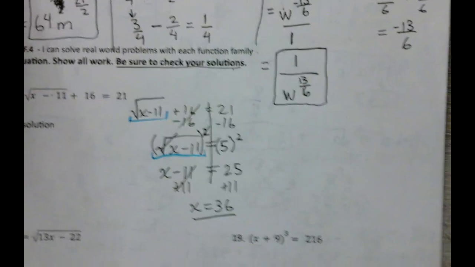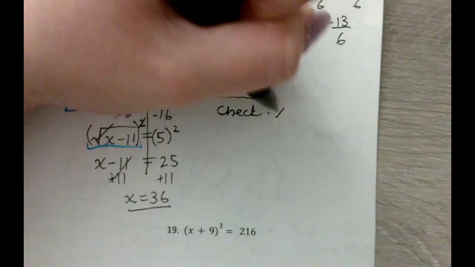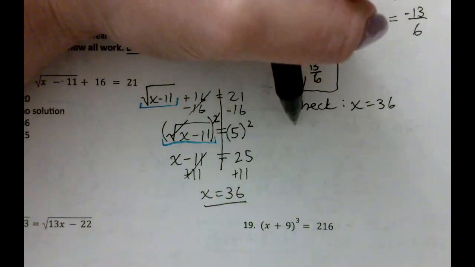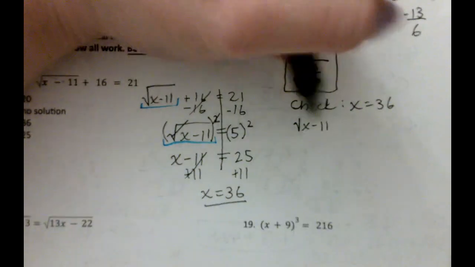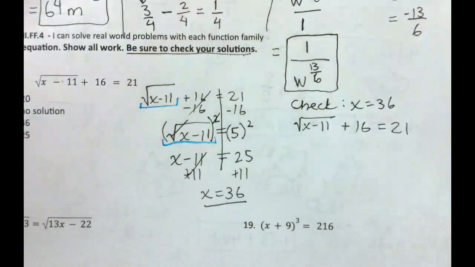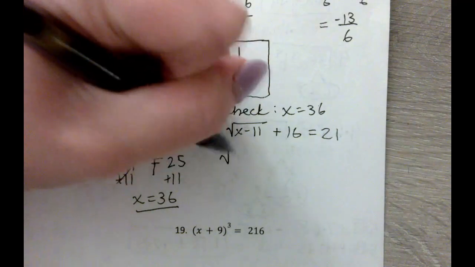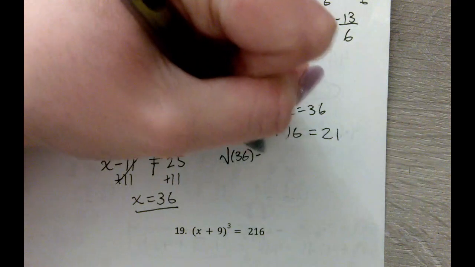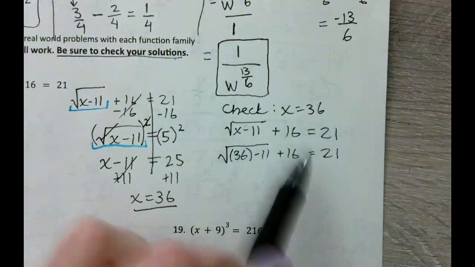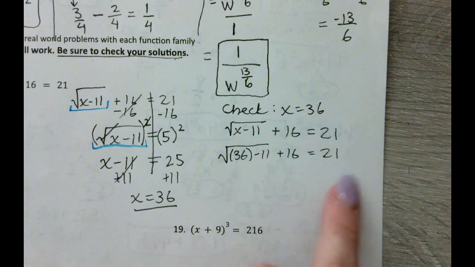We're going to check. I'm going to come over here to do that. So we are checking x equals 36. I'm going to write down the original problem first. Square root of x minus 11 plus 16 outside of that radical equals 21. Okay, so we're going to plug 36 in for x. Square root of 36 minus 11 plus 16 equals 21. Reminder, we're not actually moving things around now. We're just trying to make sure that the left side turns out to be 21.